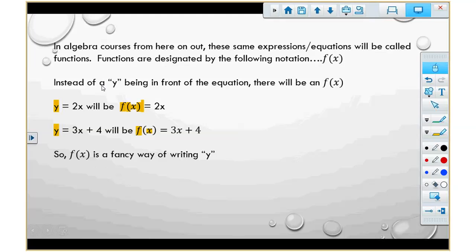Now it's going to be called something different. Instead of y being in front of the equation, there will be an f of x. And it'll look like that instead of this. This is the redneck way. This is your fancy way. And that's the only difference. Instead of y is equal to 3x plus 4, it will be f of x is equal to 3x plus 4. So f of x is a fancy way of writing what? Y. Of course, people will disagree with me.